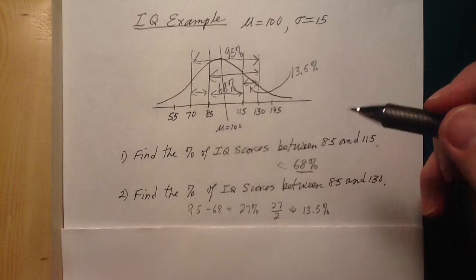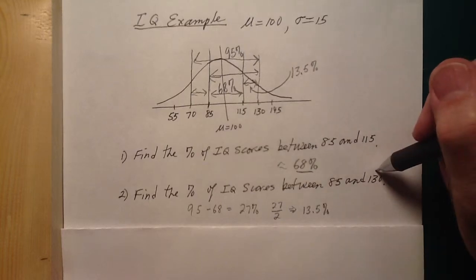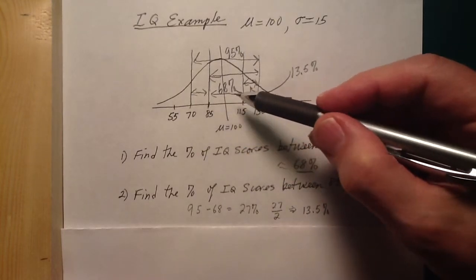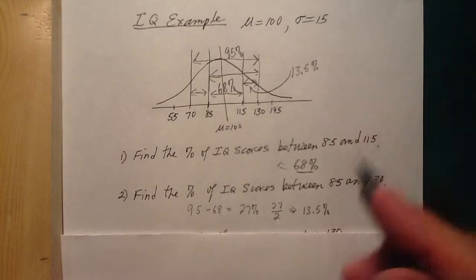So to finish this off, we want to know between 85 and 130. Well, 85 up to 115 is 68%.